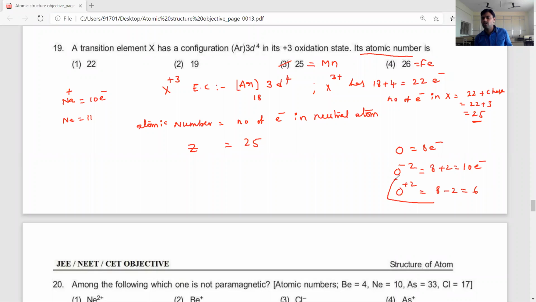See, O plus 2 has 6 electrons, then O has how many electrons? O plus 2 means oxygen lost 2 electrons, so oxygen has 6 plus 2 electrons, which means 8. So whenever an atom has a positive charge, it has fewer electrons compared to its neutral atom. What is the charge present? That many electrons fewer. X has plus 3 units of charge, so it has 3 electrons fewer than the neutral atom. X3+ has 22 electrons, X has 22 plus 3, 25 electrons. Understood?